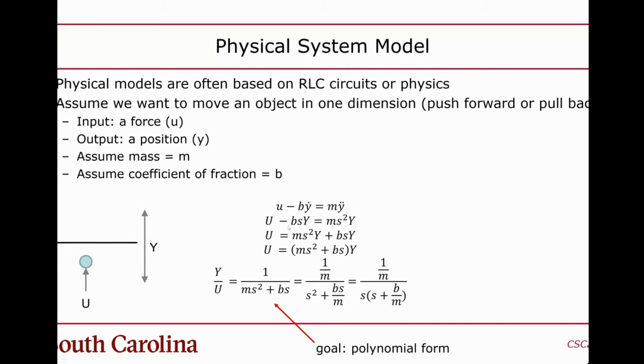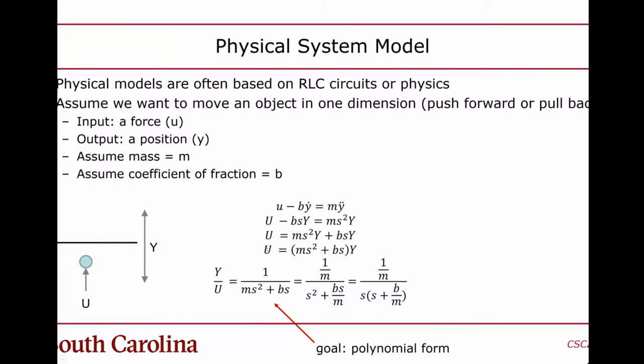So this is capital U, which implies capital U of S, but I don't write the of S because it's shorthand. U minus BSY equals MS squared Y, where B is the coefficient of friction, and M is the mass of the object that I'm pushing. Okay, so I took the BSY over to the other side of the equation, added it, and then factored out Y as I did before, because I want to know the transfer function.